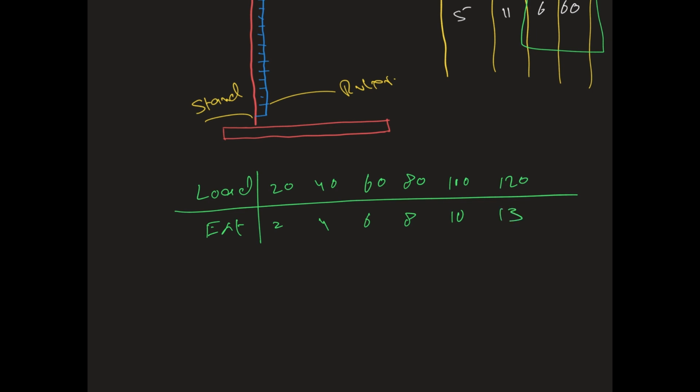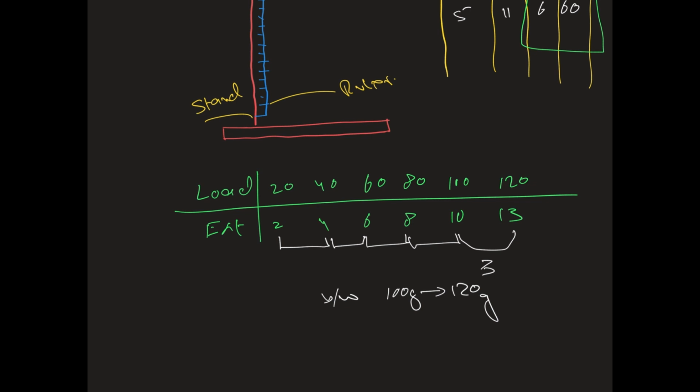So what you have noticed, at each position the change in extension is the same, 2 centimeter, 2 centimeter, 2 centimeter, but here it is 3 centimeter. So it means that the limit has been exceeded between 100 gram to 120 grams, somewhere the limit has been exceeded.